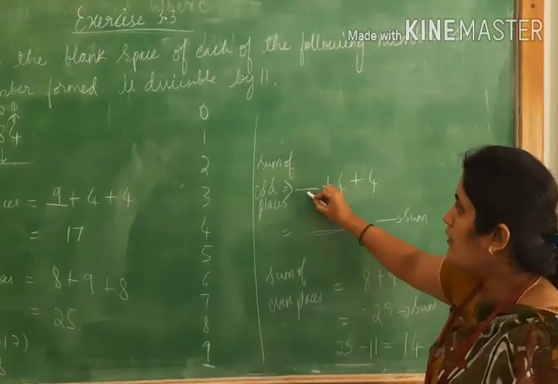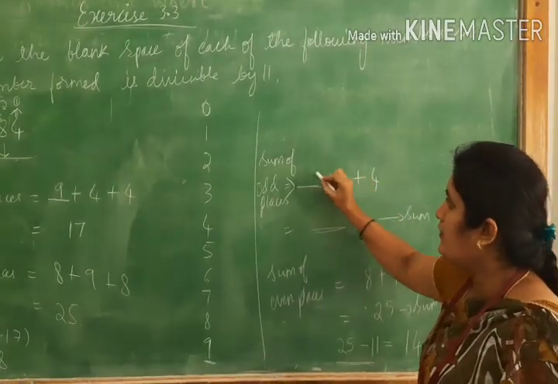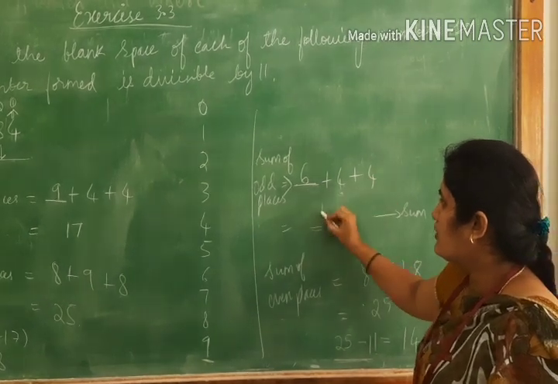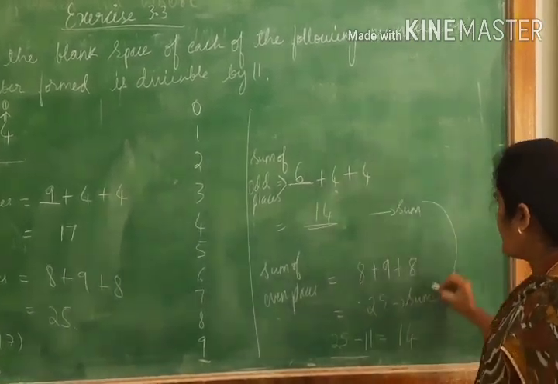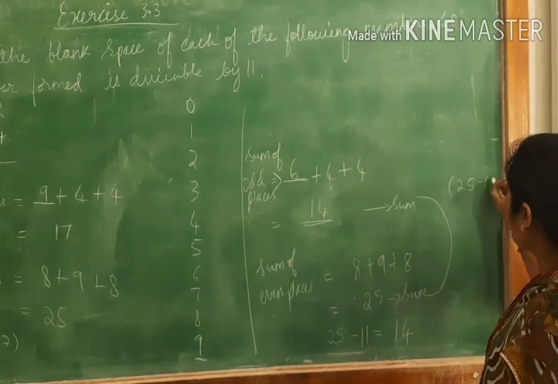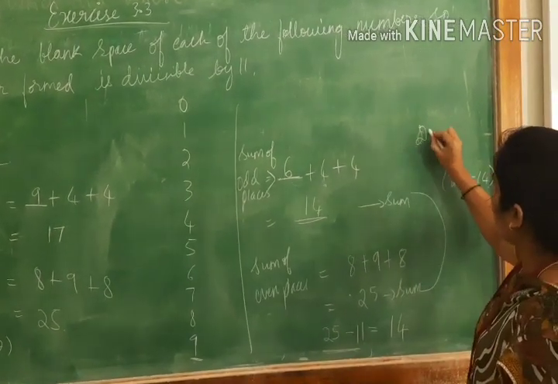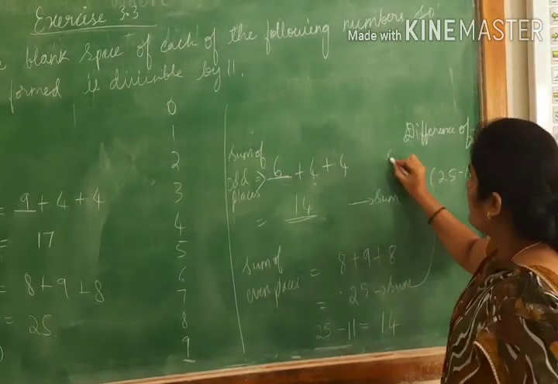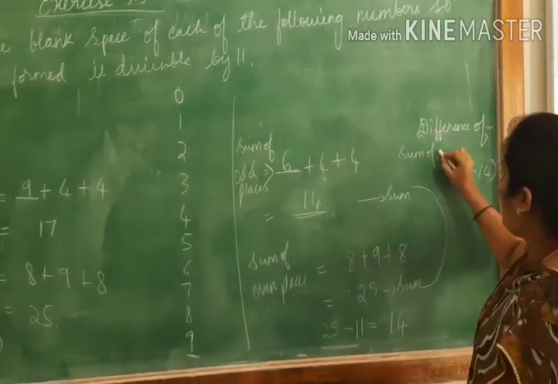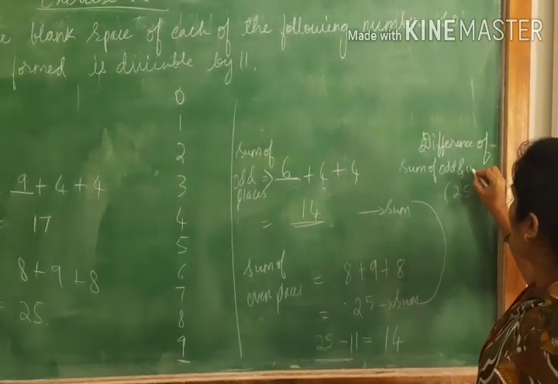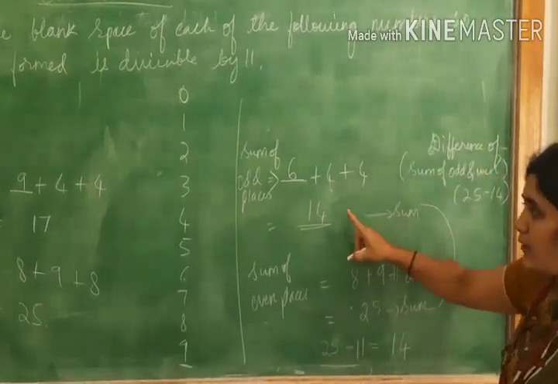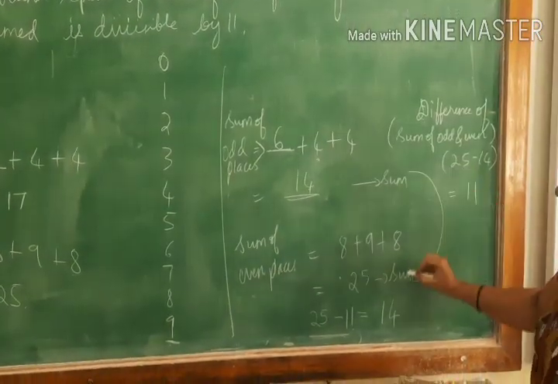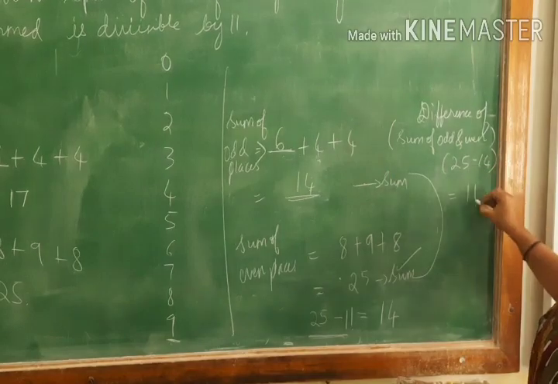If you want it to be 14, that is 4 plus 4 is 8, plus 6, so 6 plus 4 plus 4 gives you 14. Now take out the difference, that is 25 minus 14. The difference of the sum of odd places and even places, that is, 25 is the sum and this 14, gives 11.